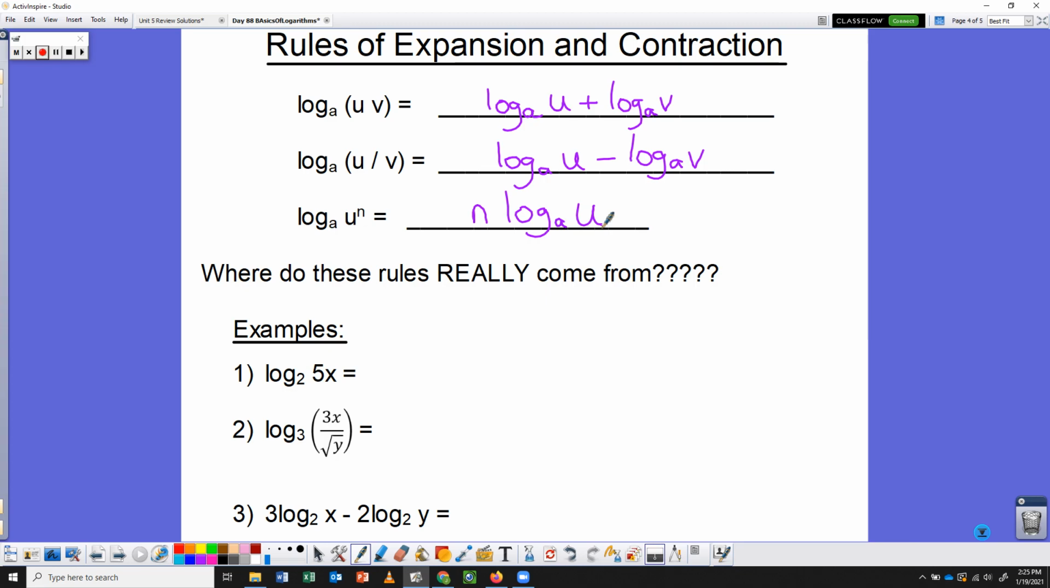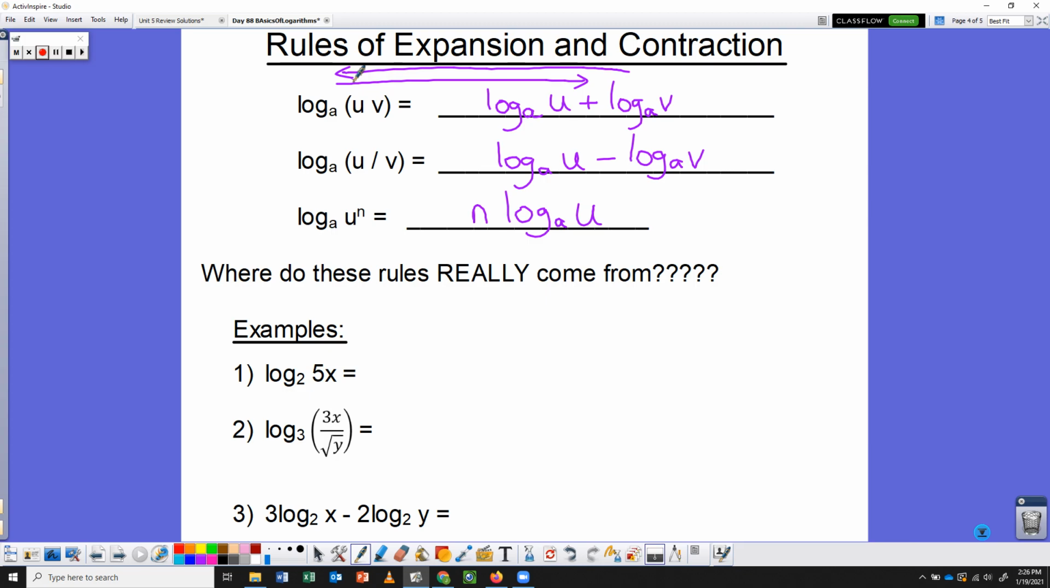If you use these rules going from left to right, that's called expansion. You're taking a single logarithm and you're spreading it out into multiple logarithms, or you're using the rule about exponents to bring the exponent out in front. So that's what we call expansion, turning one logarithm into many. If you're using these rules from right to left, you'd be taking multiple logarithms and squeezing them back together to make a single logarithm. That's what's called contraction.